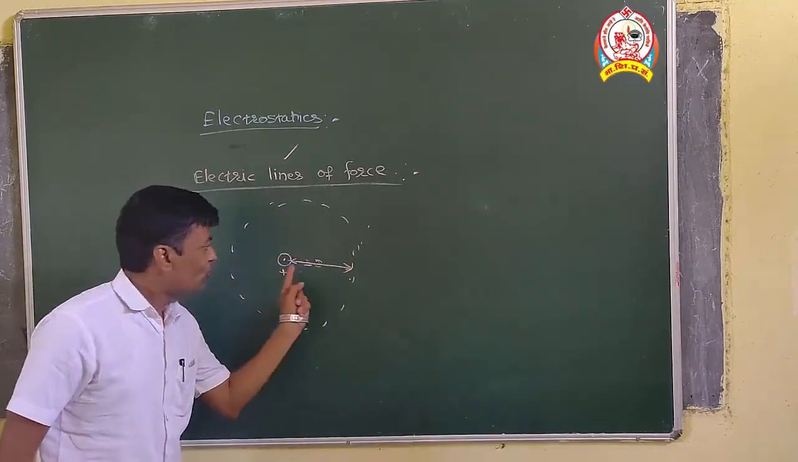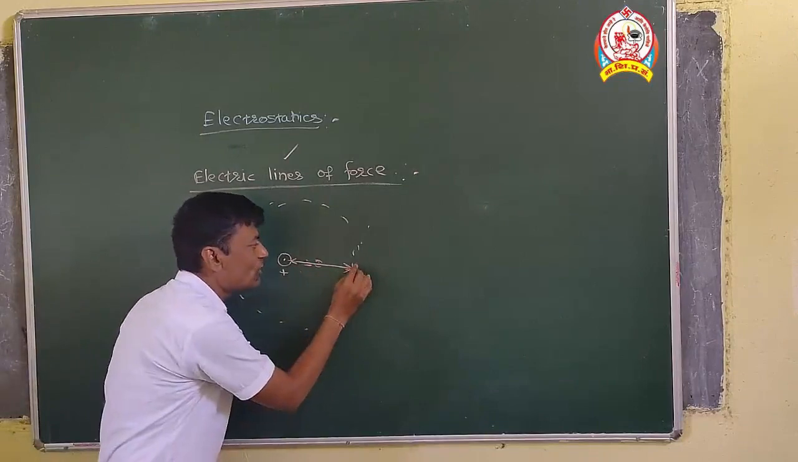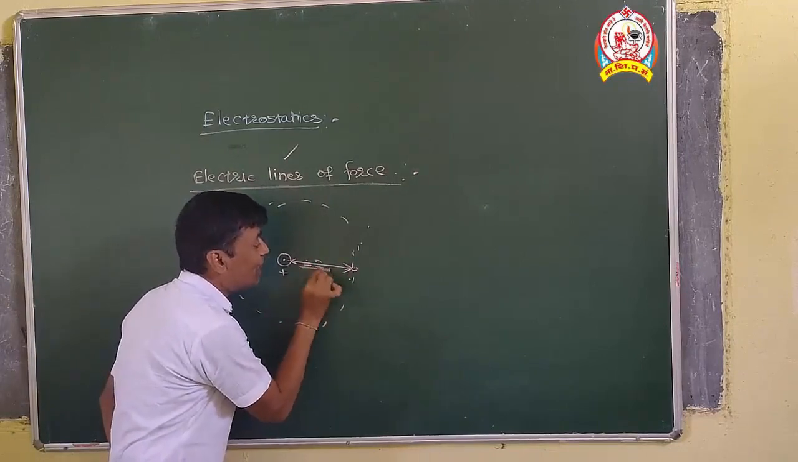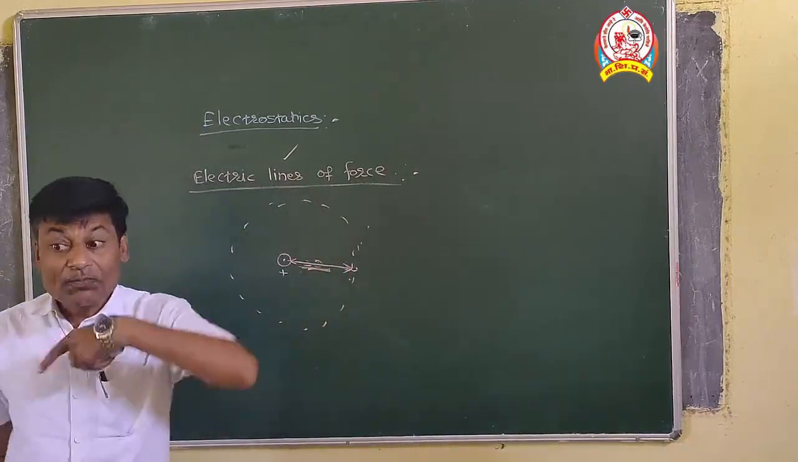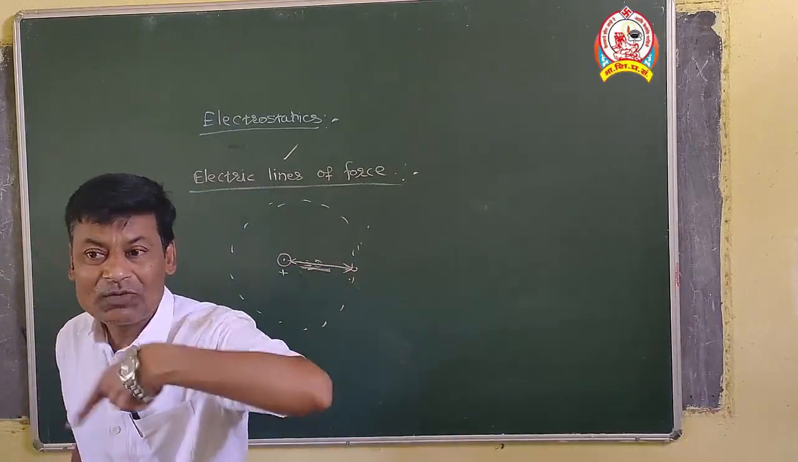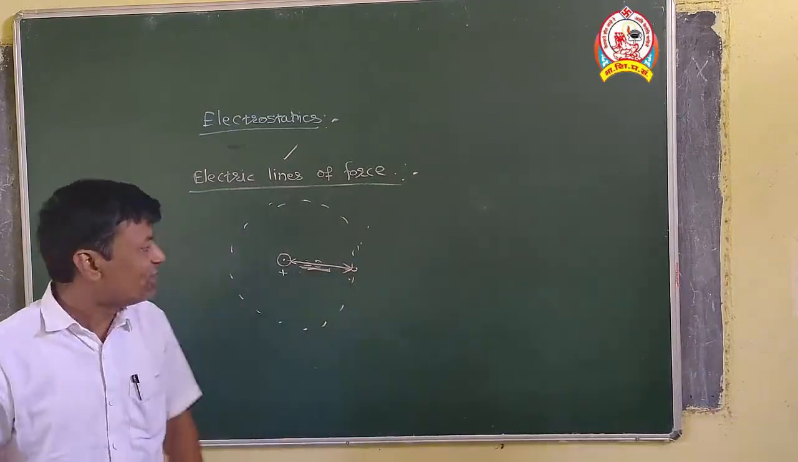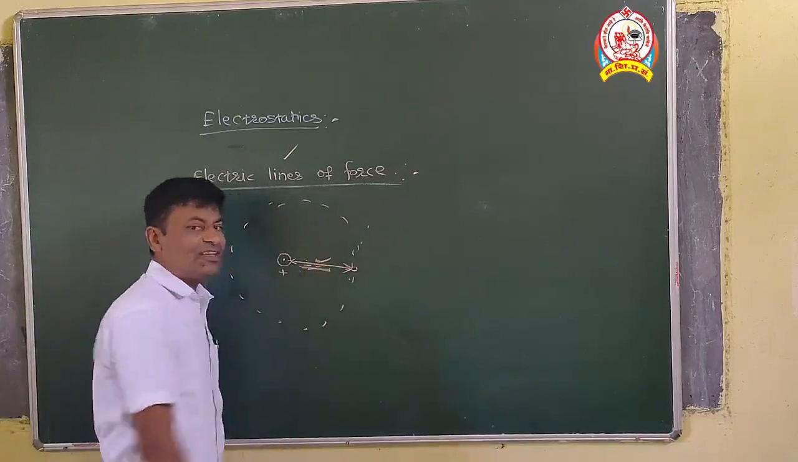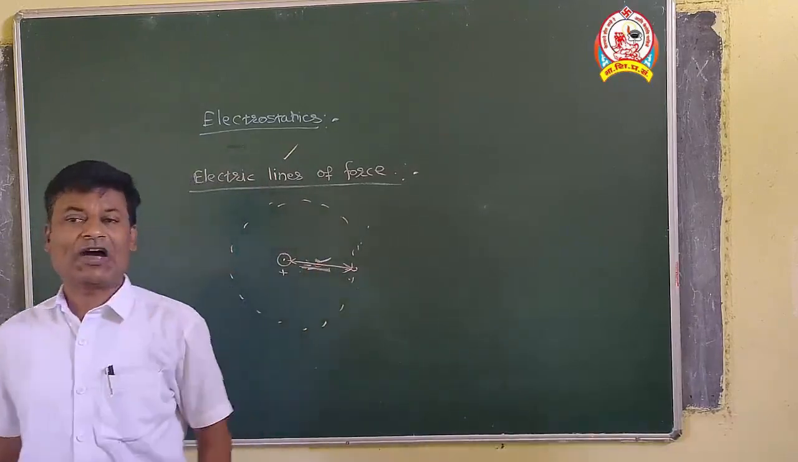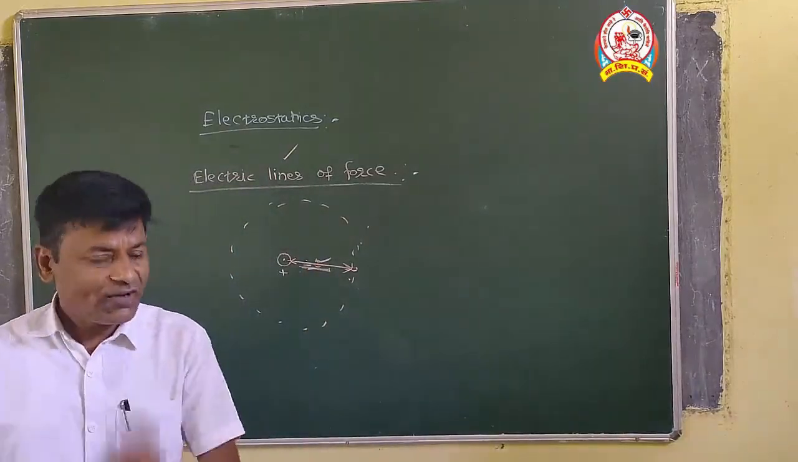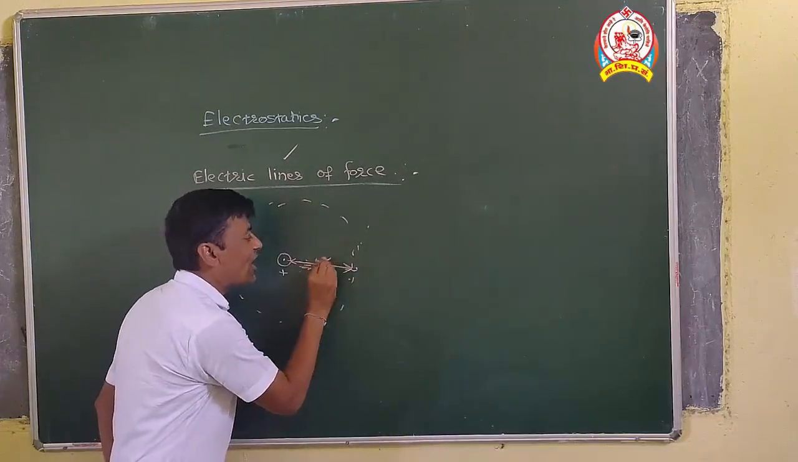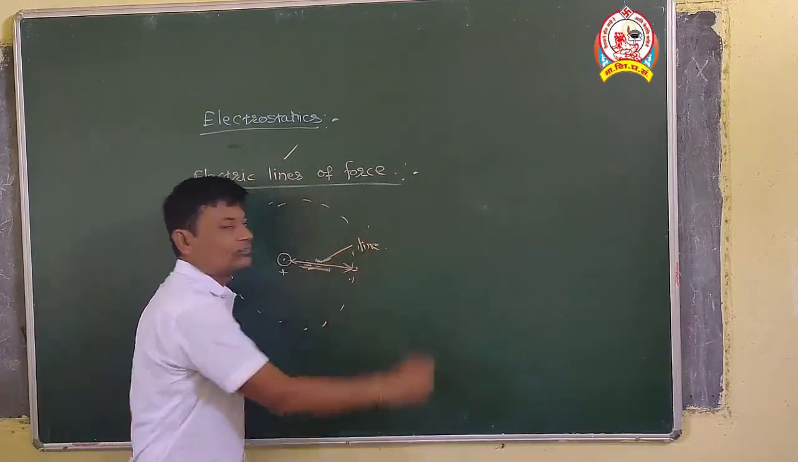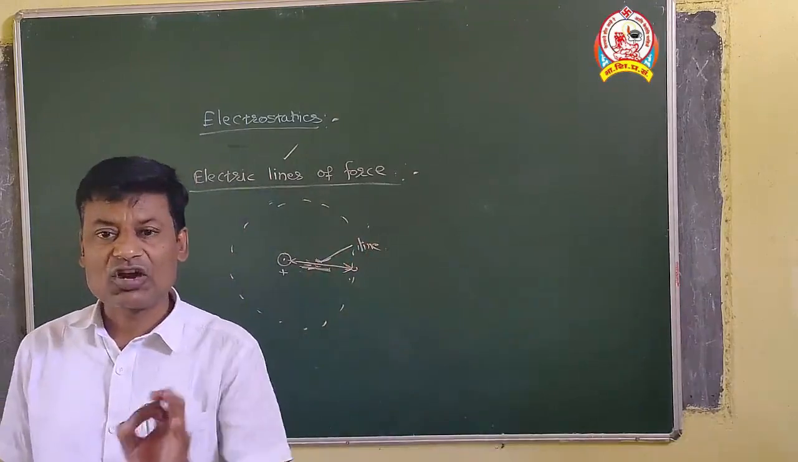Got it? This positive charge moves slowly. There is a path generated. One path is generated. And so therefore, this path is nothing but a straight line path. So therefore, this path is called as a line.